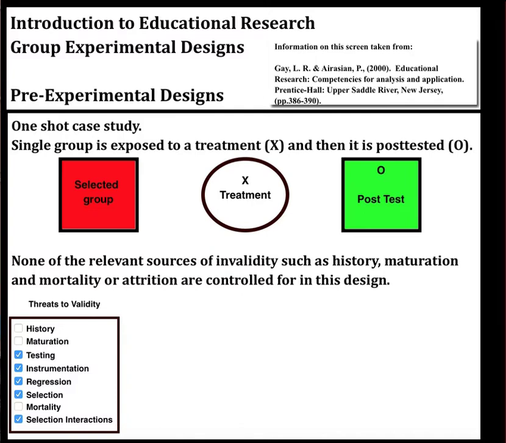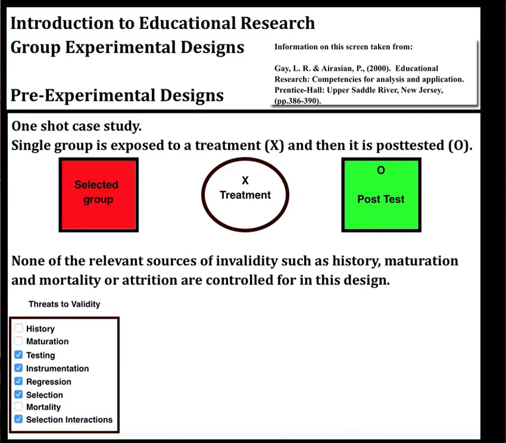The only threats to internal validity that are controlled for are those that are automatically controlled because they're irrelevant to the design. If you look at the box at the bottom left, the checked boxes in the lower left corner of your screen are the threats automatically controlled for because they're irrelevant to the design. The unchecked boxes indicate uncontrolled for threats to the validity of the study.